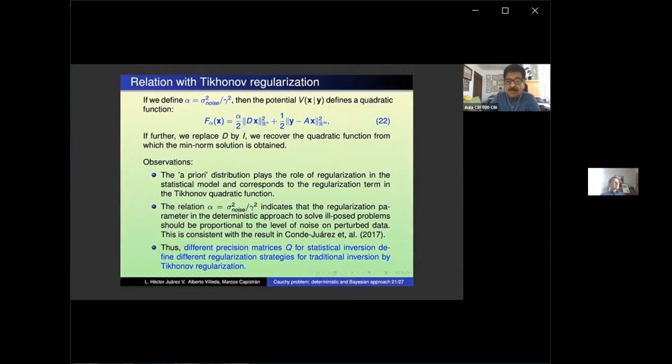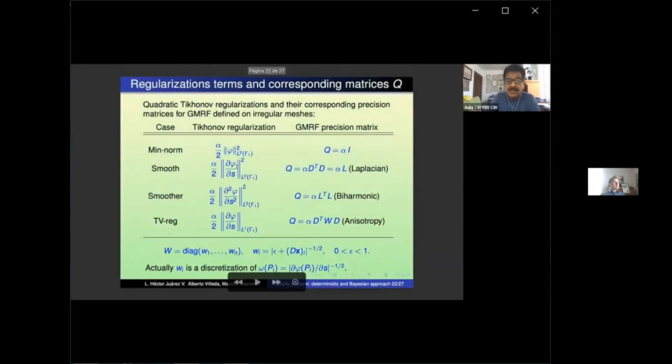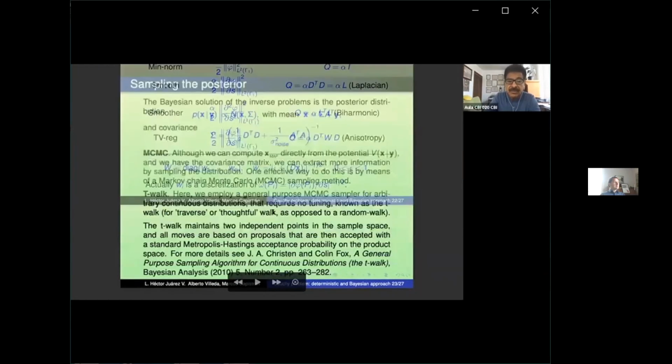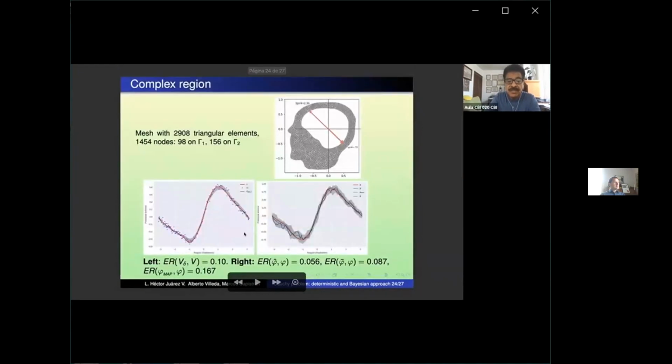So the last step is just to sample the posterior. We use an MCMC algorithm based on the t-walk, known as the t-walk, and we obtain the following results. This is the 10% perturbation of data on the outer boundary, and here we show the numerical results on the inner boundary. We have three estimators, and here these are similar results but with a higher perturbation. And this table summarizes the numerical results with different perturbations.